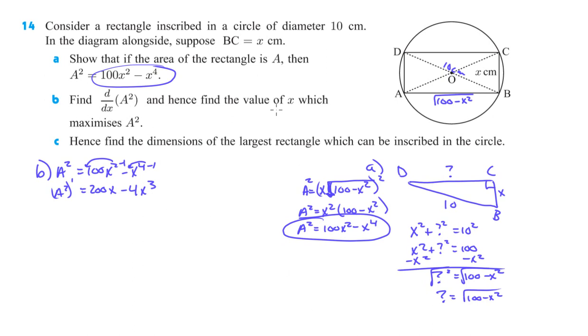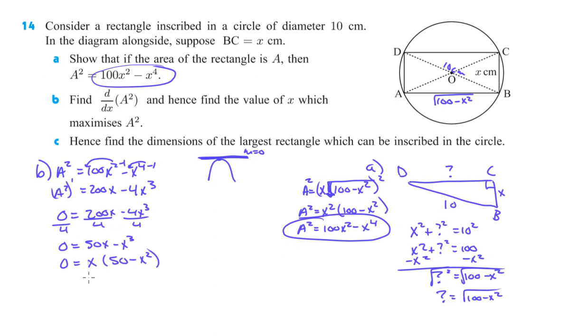So if we want to find the value of x which maximizes A squared, here's our derivative function. If we're looking for the maximum of a graph, that's when the tangent has a slope of 0. So that means this derivative function, we want to set it equal to 0, right? 200x minus 4x cubed. To make our life a little bit easier, let's divide everything by 4. And that gives us 0 equals 50x minus x cubed, right? And then we can factor an x out of both of those, and we get x times 50 minus x squared.